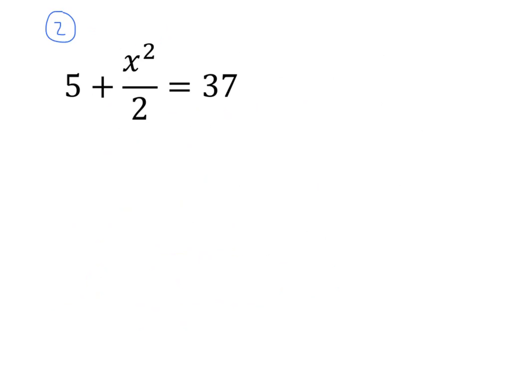All right, I would like you to solve this one. All right, so please pause and solve this equation. All right, let's check in, see how you did.